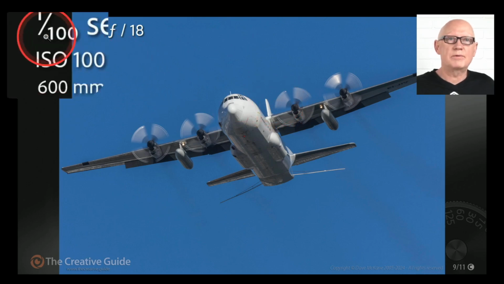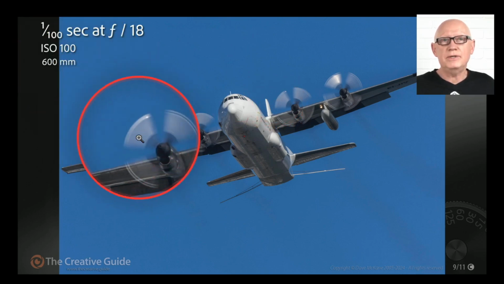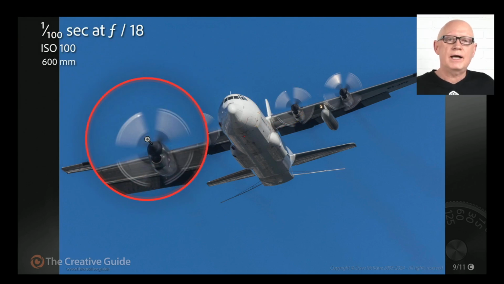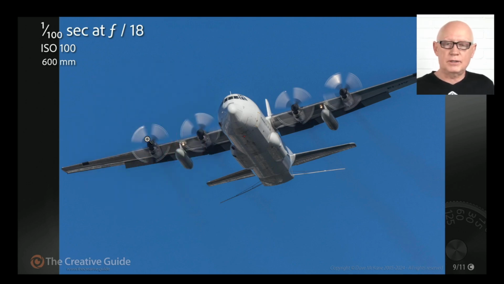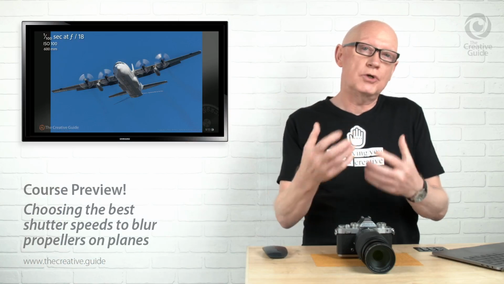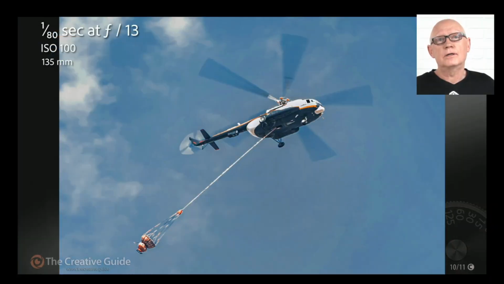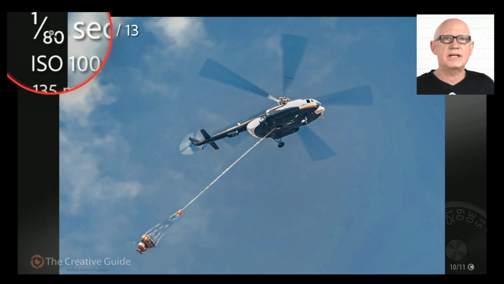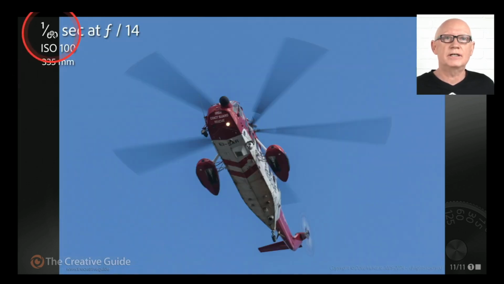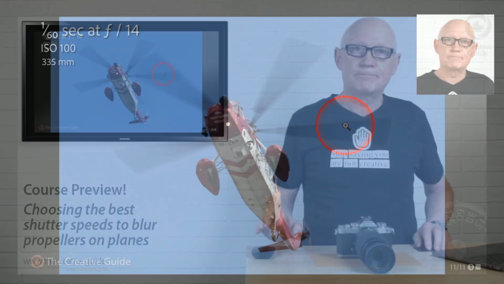And here's this turboprop again, 1/100 of a second. So in those kinds of ranges, with turboprops you can get away with a slightly faster shutter speed. With older planes, I say World War II, you're going to need those slower shutter speeds. And then when it comes to helicopters, you can actually drop that shutter speed right down, because those rotors are not moving anywhere near as fast. You can see here I'm at 1/80th of a second. Here I'm at 1/60th of a second. So I'm getting some nice blur going on those blades.